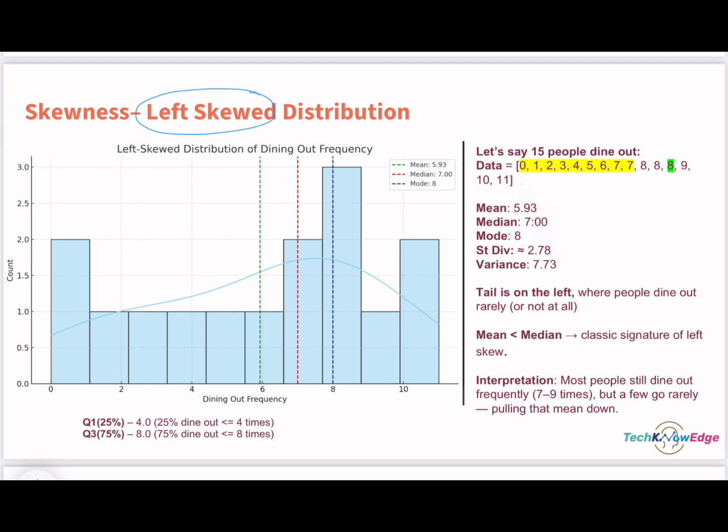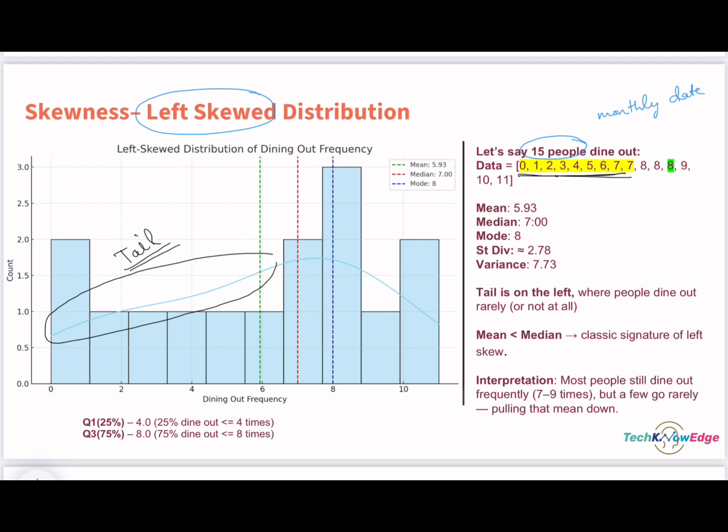You can see their values listed here: 0, 1, 2, 3, 4, 5, 6, 7, 7, 8, 8, 8, 9, 10, and 11. Now check out this histogram and the curve over it. The shape gives us a lot of information. You will notice the tail is on the left. That means a few people rarely dine out, like once or not at all. That's why we call this a left-skewed distribution.